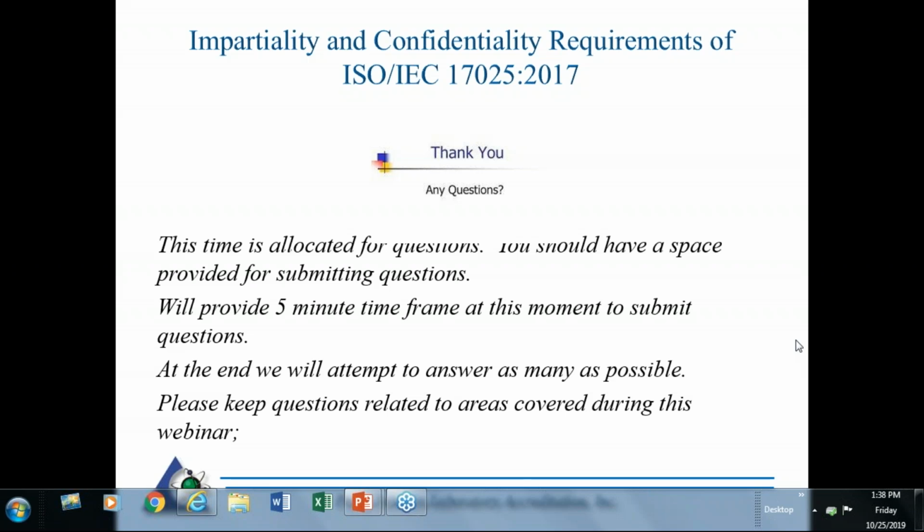During the course, we also gave a simple questionnaire that can be used as a safeguard. Is there a risk to impartiality here? Yes, no. If there is, is it something that can be lowered to an acceptable level? Yes, no. Ask yourself if you can proceed or not proceed.